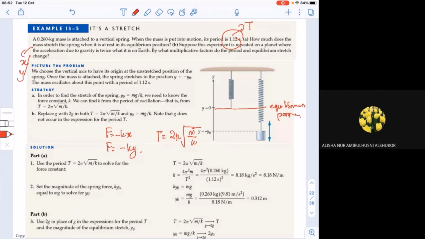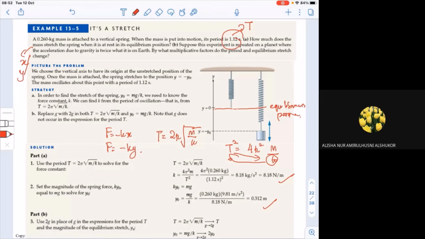As usual, we need to square both sides, left and right, in order to get T squared equals 4 pi squared m over k, so the square root sign will be gone. This makes it easier for us to find k. We can bring k over here and bring T squared down. Using k, we can find the elongation. So that is the elongation.